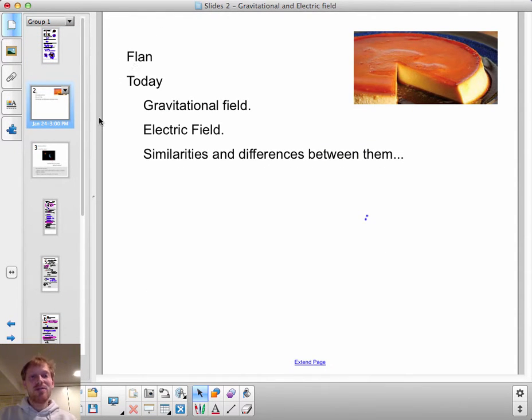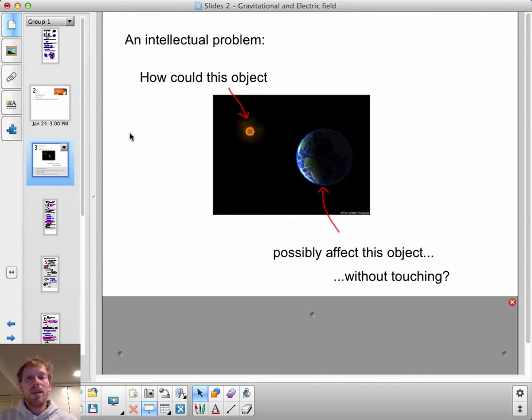Today we're talking about gravitational field and electric field, and then we'll maybe get to some similarities and differences between them during our next lecture. Well, here is an intellectual problem that's very troubling for physicists who are working on gravitation, I guess Newton in particular. I can exert a force on this cup, but only if I touch it, right? I can't move my cup telekinetically. I need to have contact, touching my cup, in order to apply a force on it. How is it possible that the sun could exert a force on Earth without touching it?